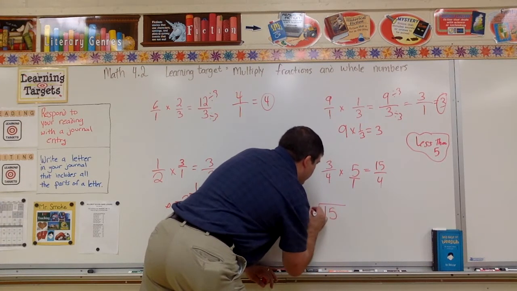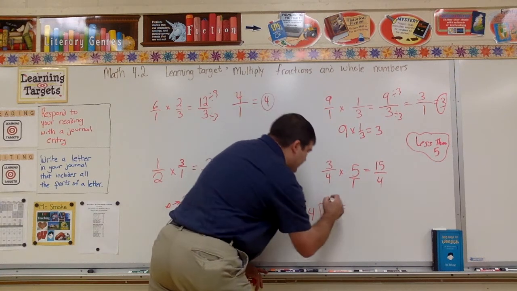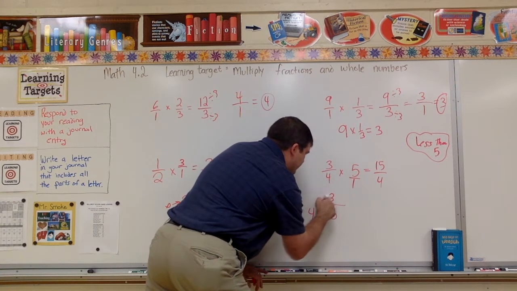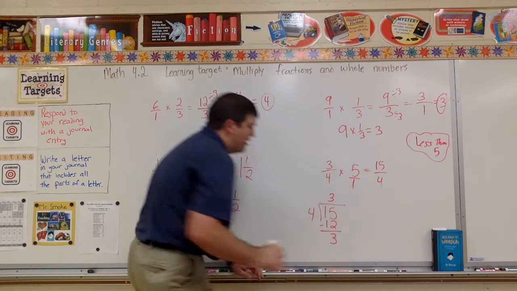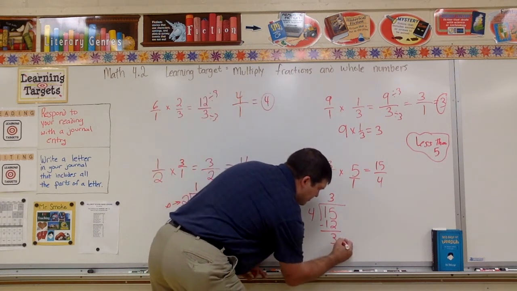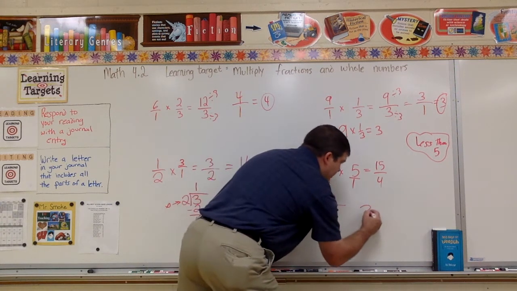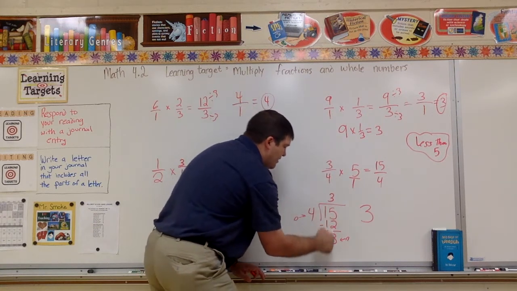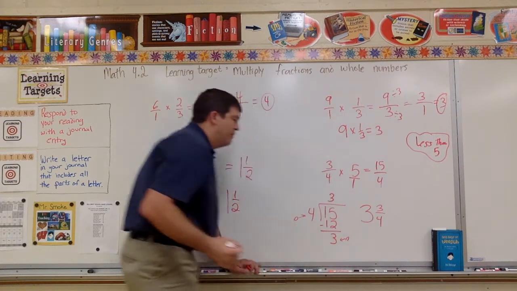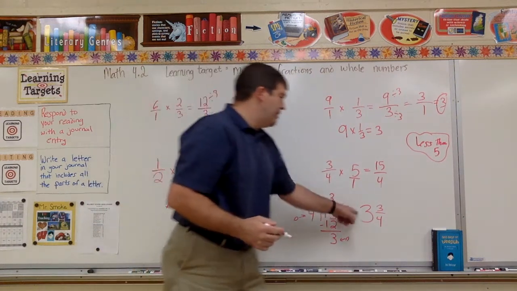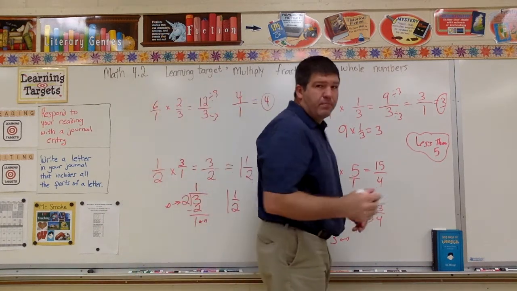So, now, I'm going to do this. 15 divided by 4. So how many times does 4 go into 15? 3 times. 3 times 4 is 12. Minus that out, I get a remainder of 3. This is my numerator, and this is my denominator. So it's 3 wholes, and then 3 for my numerator, 4 for my denominator. So it's 3 and 3/4.